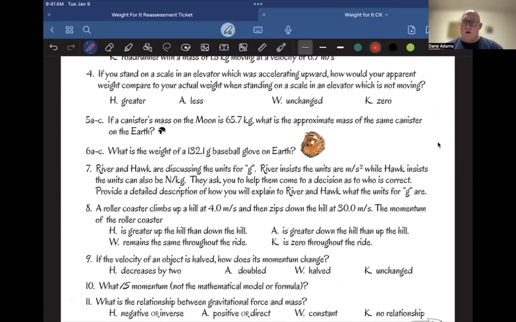And if we were standing on a scale, it's what that scale would say. If the elevator's not moving, I don't feel any different. My weight feels normal. The scale would say a normal weight. If I start accelerating upward, I feel heavier, right?